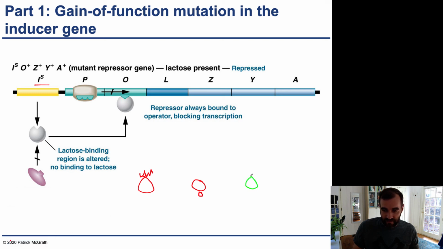And so the idea behind this mutation is that you now have a version of the protein that has lost that allosteric regulation. So even if allolactose is bound to it, it's still able to bind to that operator site. And so in that case, the repressor is always bound to the operator, blocking the transcription. And so then the prediction is repression. So you never see transcription of the lactose system.